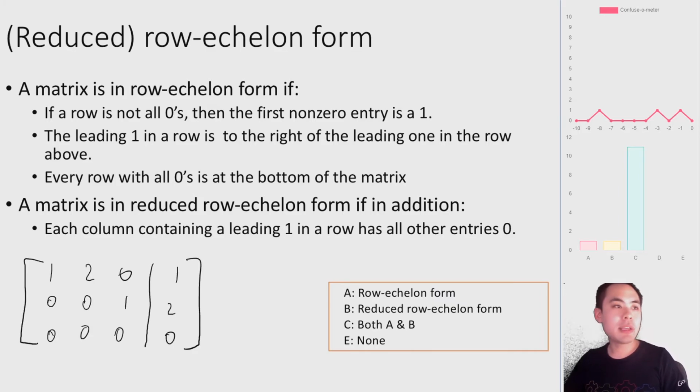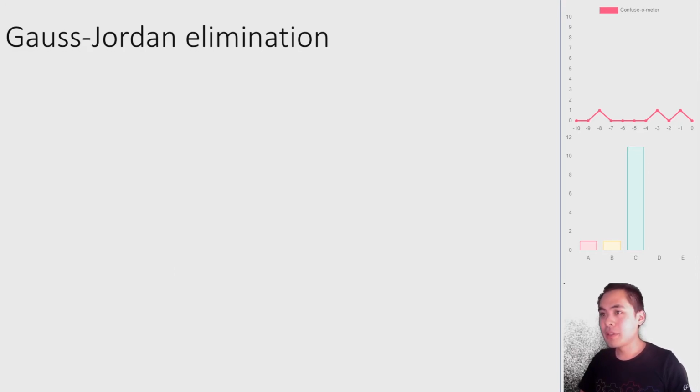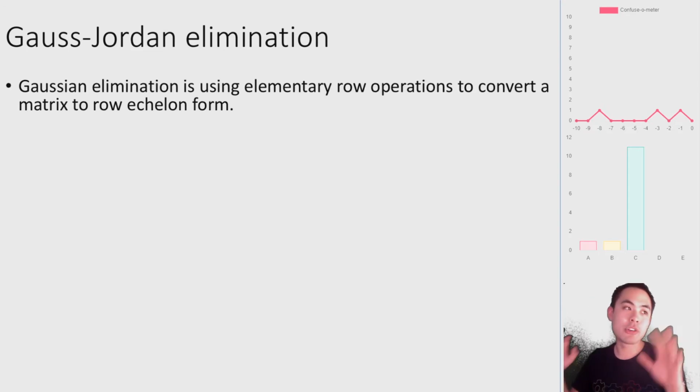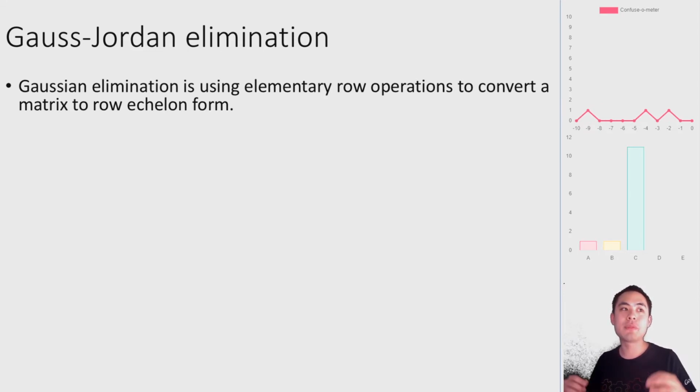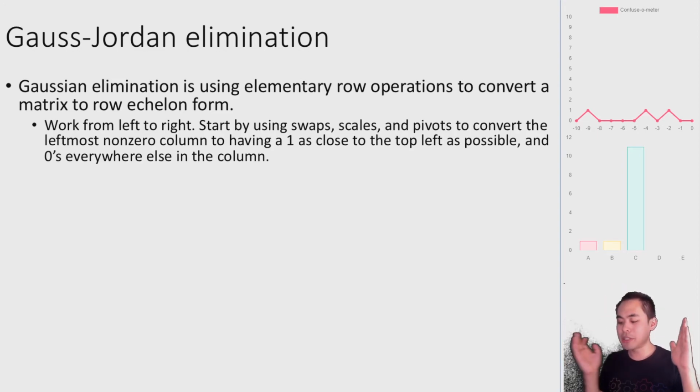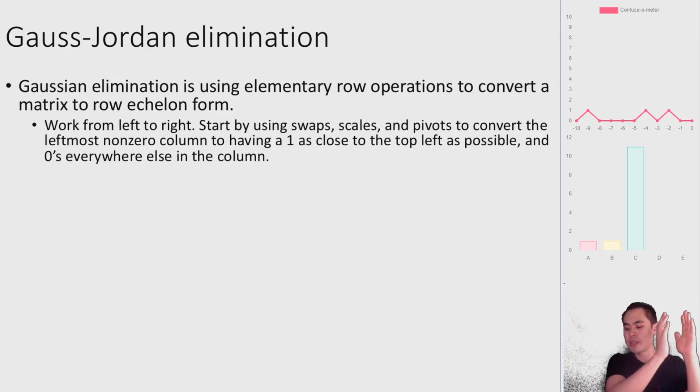Okay, and let me finish off by formalizing what we've been describing. The process that we've been describing is called Gauss-Jordan elimination. There are 2 steps. The first step is Gaussian elimination, where you use elementary row operations to convert a matrix to row echelon form. You start from left to right. You start by using swaps, scales, and pivots to convert the leftmost non-zero column to a 1, and 0 everywhere else in that column.